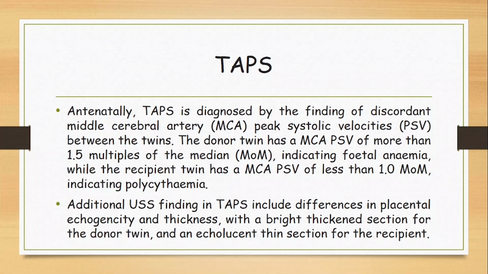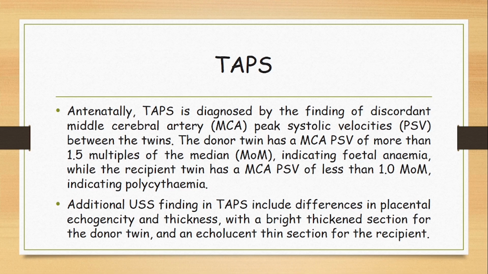A peak systolic velocity of more than 1.5 multiples of the median, indicating fetal anemia, is diagnostic in the donor twin. While in the recipient twin, the peak systolic velocity in the mid cerebral artery will be less than 1.0 multiples of the median.